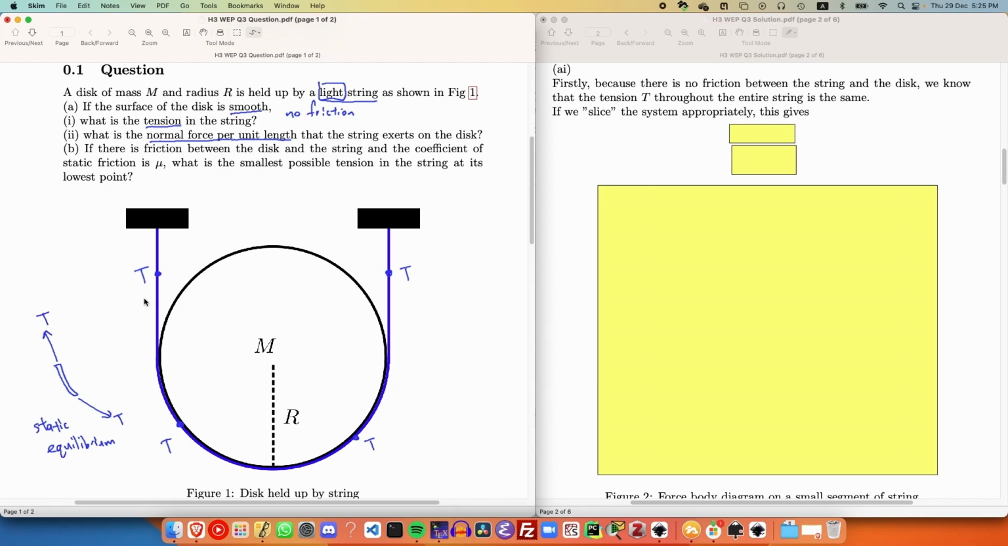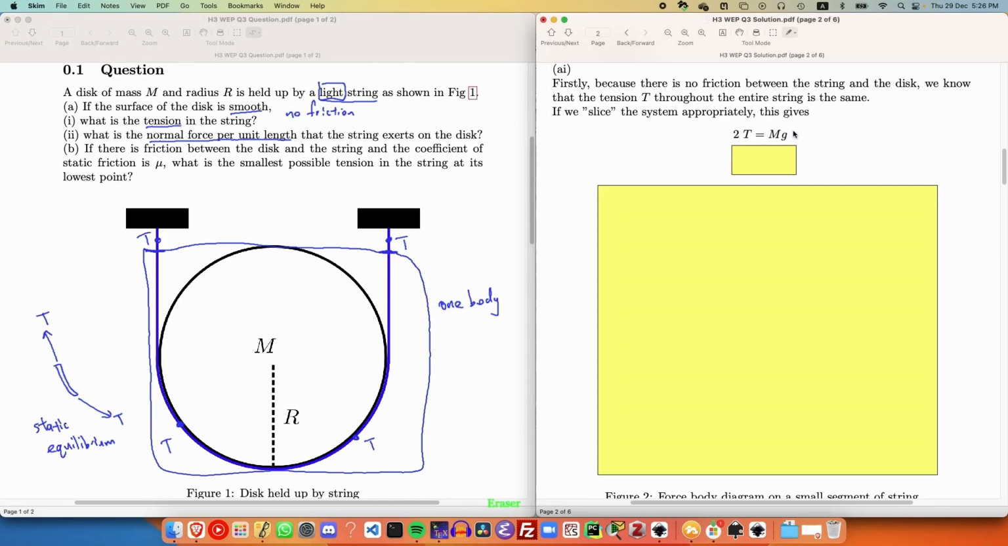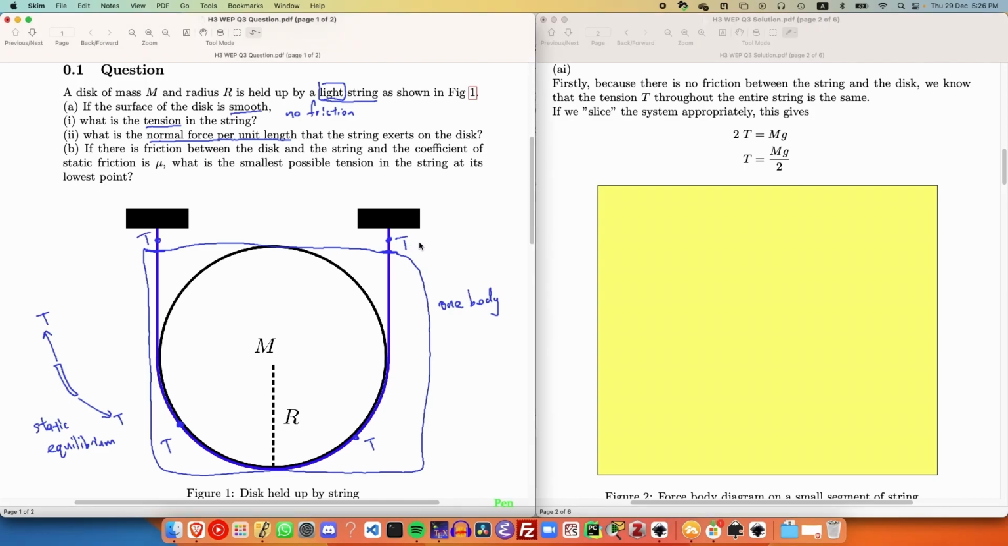Repeating this analysis throughout the entire string tells us that the tension throughout the entire string is constant. Now what can we do with this information? We can consider cutting the system at two locations, one here and one here. If we consider this entire part of the system to be one body, then the two tensions over here are basically lifting this entire body. That implies that 2T must equal mg, and rearranging gives us the tension T equals mg over 2. Even though we've calculated the tension at these two locations, we know that the tension throughout the entire string is the same, and hence the tension everywhere is also mg over 2. That solves part 1 of the question.